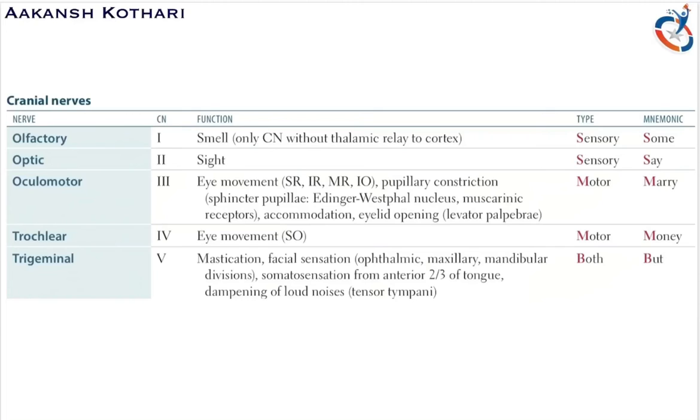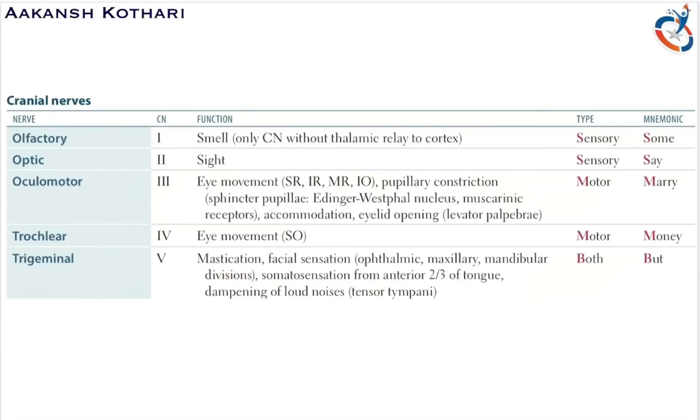Now talking about a very important nerve, that is the trigeminal nerve. The trigeminal nerve is the fifth cranial nerve, which is a combination of both sensory and motor. It is used in the muscles of mastication. The trigeminal nerve has three branches: V1, that is ophthalmic, V2, that is maxillary, and V3, that is mandibular. The V3 branch is used in mastication.